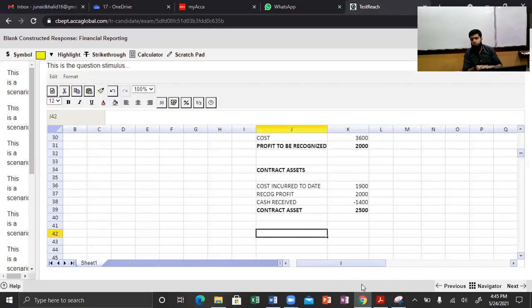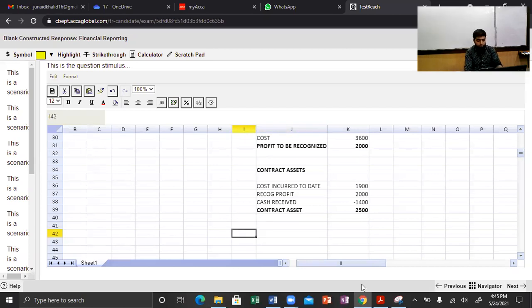Let's recall the bonus issue. In a bonus issue, the company is basically transferring one equity account to another equity account. That means the company is transferring their share premium account, that is the capital reserve, into the ordinary share capital. So that is basically a paper activity, the issuance of bonus shares.